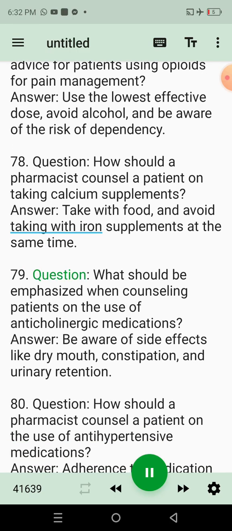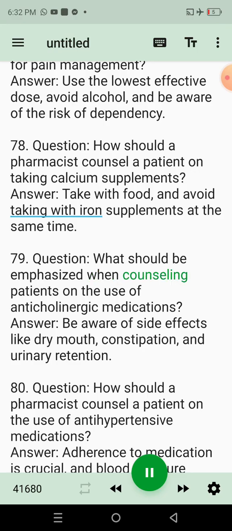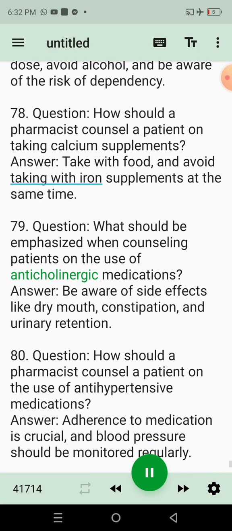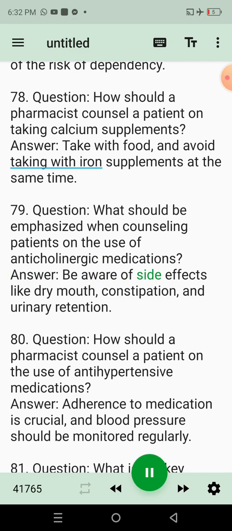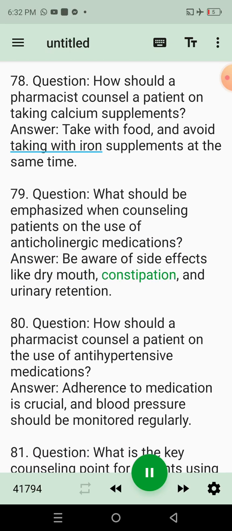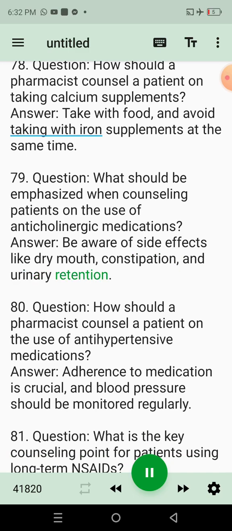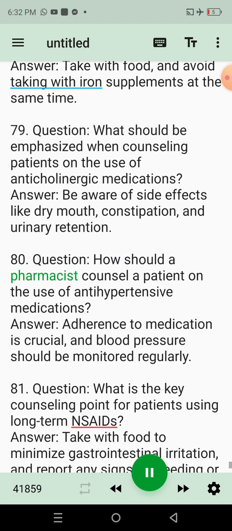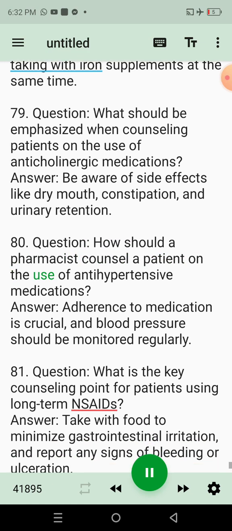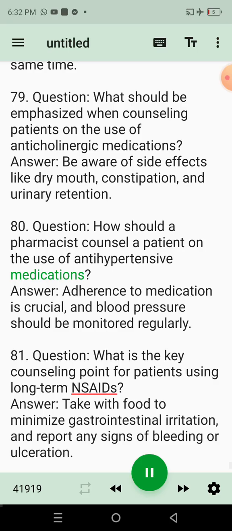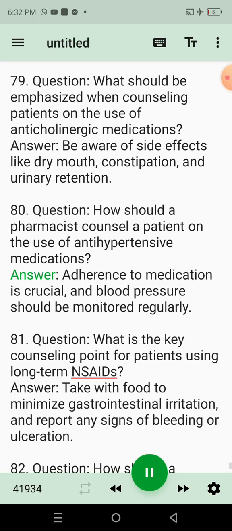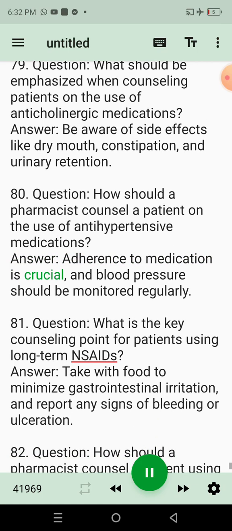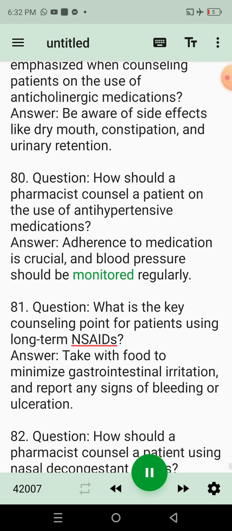79. Question. What should be emphasized when counseling patients on the use of anticholinergic medications? Answer. Be aware of side effects like dry mouth, constipation, and urinary retention. 80. Question. How should a pharmacist counsel a patient on the use of antihypertensive medications? Answer. Adherence to medication is crucial, and blood pressure should be monitored regularly.